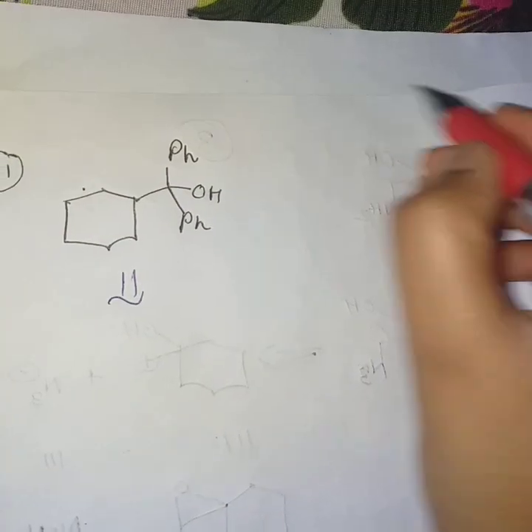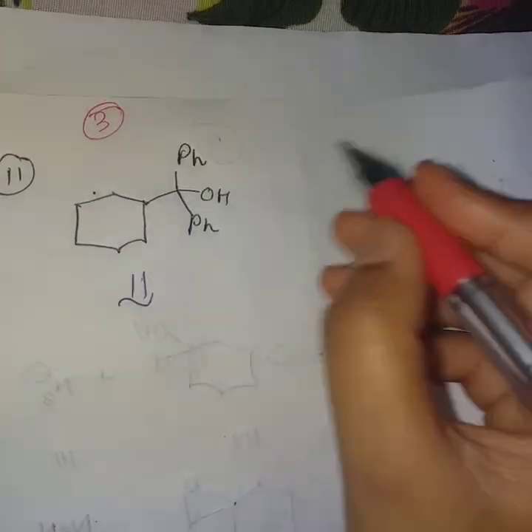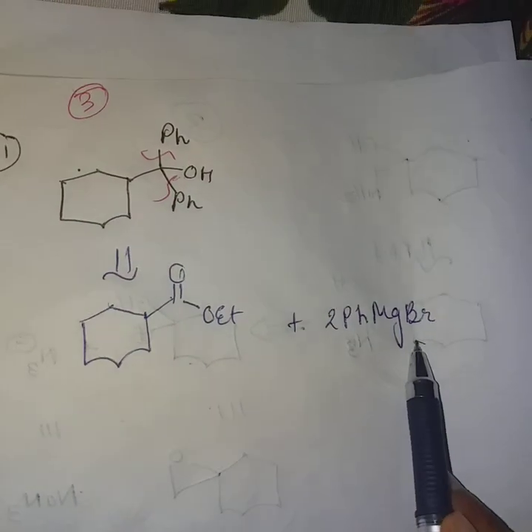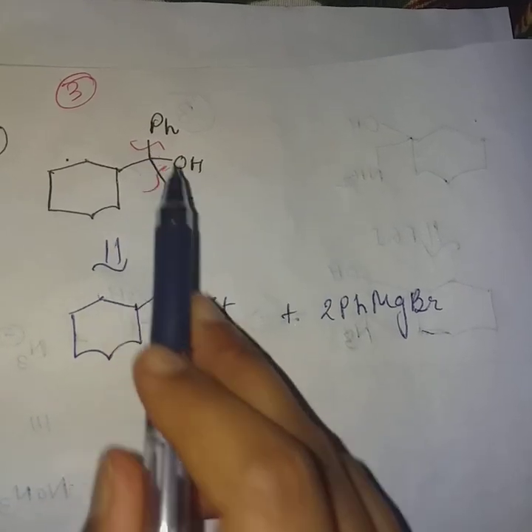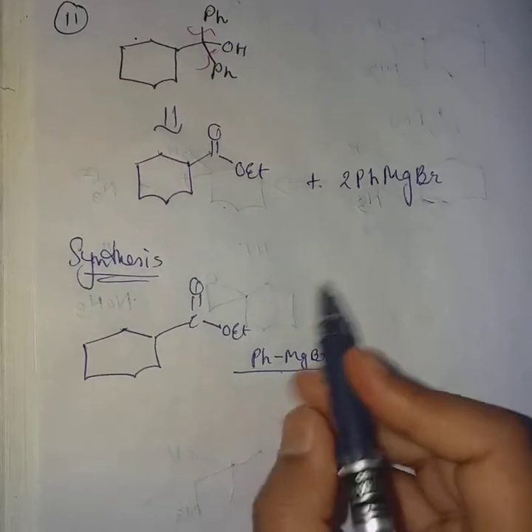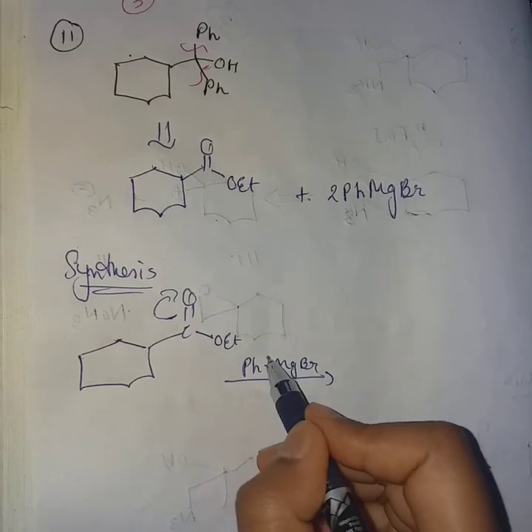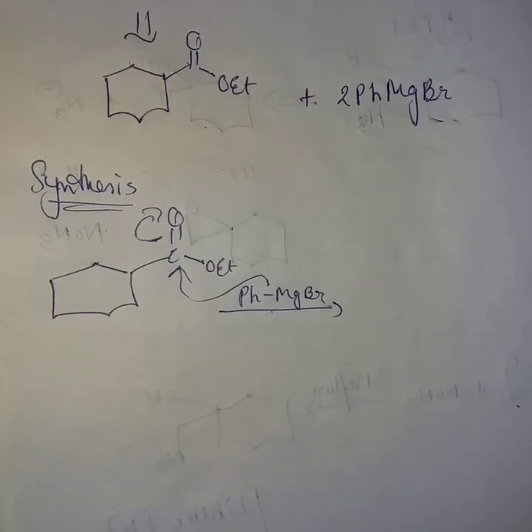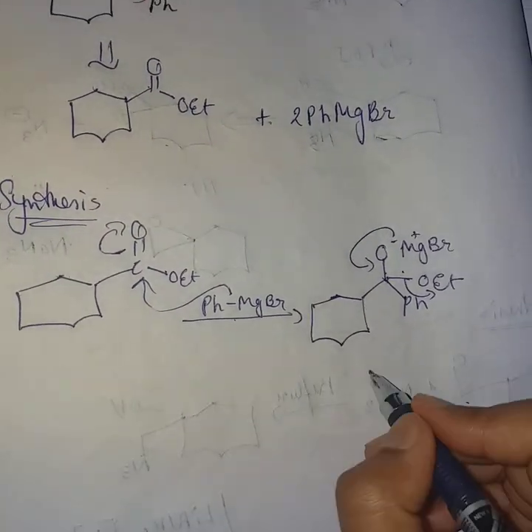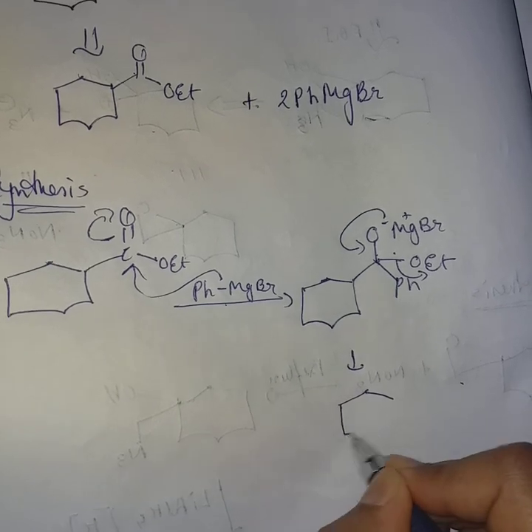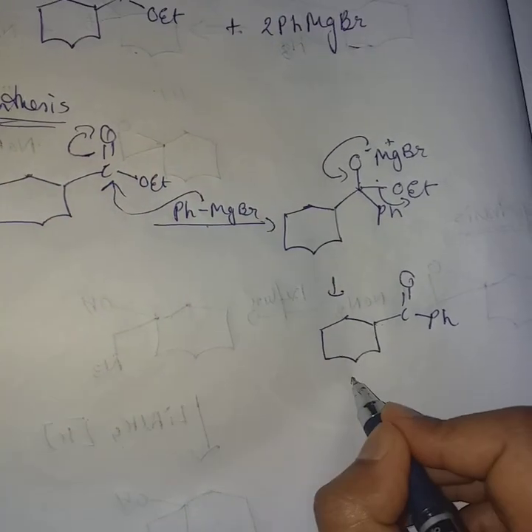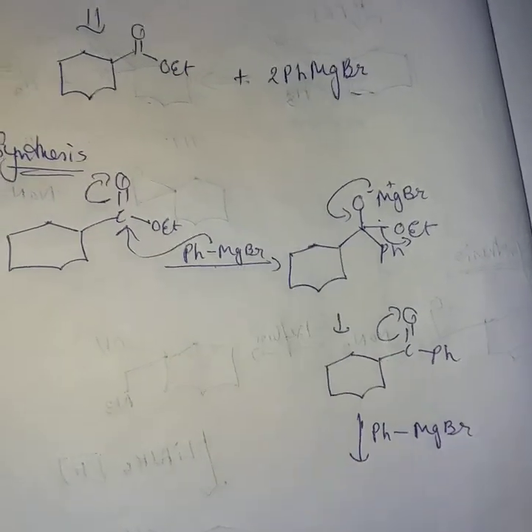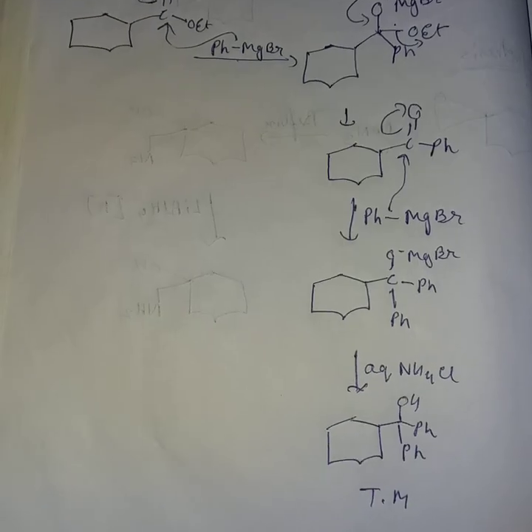This was another question. This was also for 3 marks. We will disconnect here the 2 phenyl groups. I am directly writing the synthetic equivalent, phenyl magnesium bromide, for the 2 phenyl groups. First we will take 1 molecule of phenyl magnesium bromide and we will proceed to the disconnection like this. We will proceed to the synthesis. Like this we have synthesized it further. Now here the other molecule of phenyl magnesium bromide will come. This is the complete synthesis.